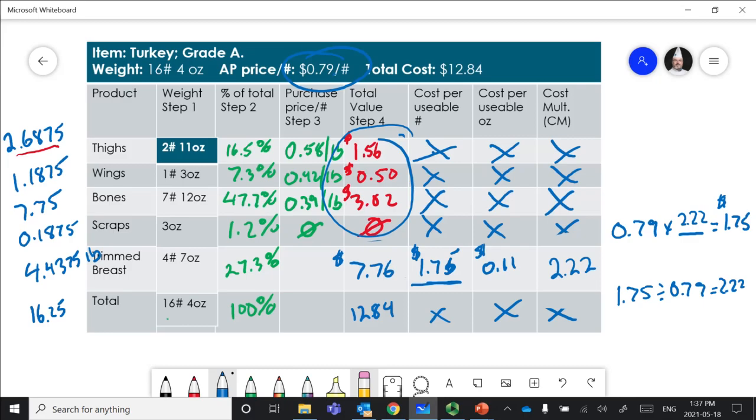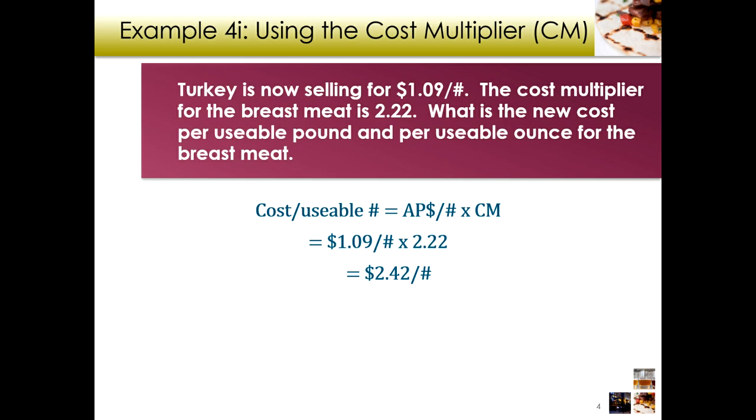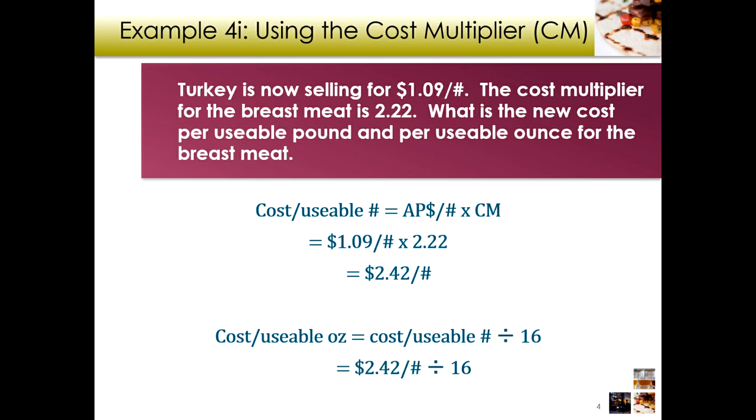So next, I have an example to go through. Turkey is now selling for $1.09 per pound. The cost multiplier for the turkey breast was 2.22. What's our new cost per usable pound? Well, we simply take our new AP price and multiply it by the cost multiplier. It's right in the name, right? How do we use the CM? We multiply. So we take our $1.09 per pound and multiply times 2.22, so our new edible portion cost is $2.42 per pound. Then we divide that by 16, and we end up with our cost per ounce of 15 cents.